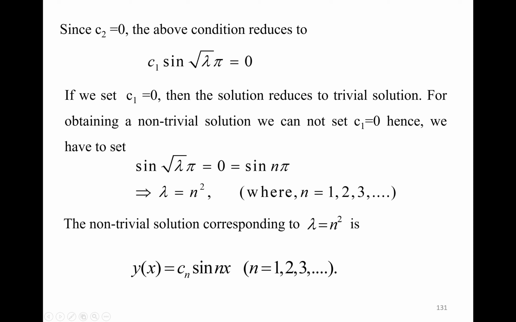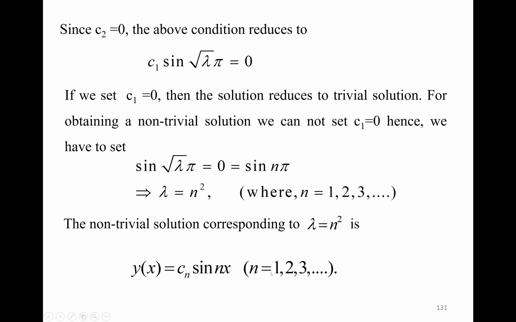Hence, we have to set sine root of lambda pi equal to 0, and of course we know that sine n pi equals 0 for all values of n. Comparing these two conditions, we have lambda equals n square, where n equals 1, 2, 3. So we have only the non-trivial solution, lambda equals n square. Substituting in the complete solution, we have y of x equal to Cn times sin nx.